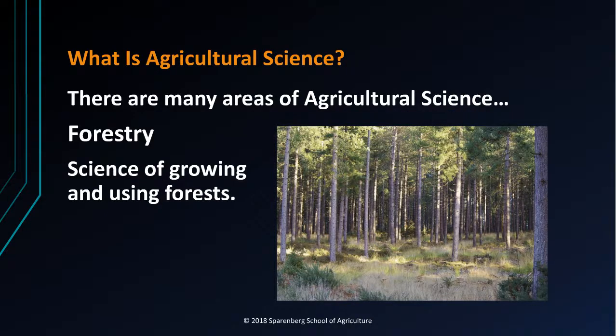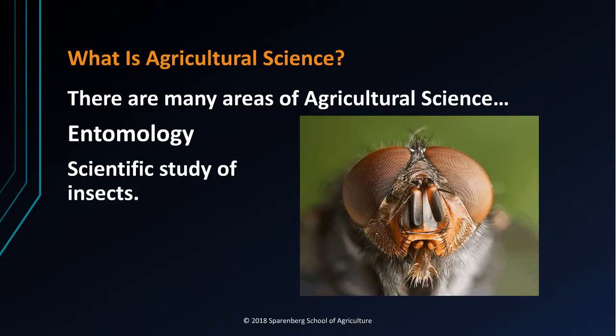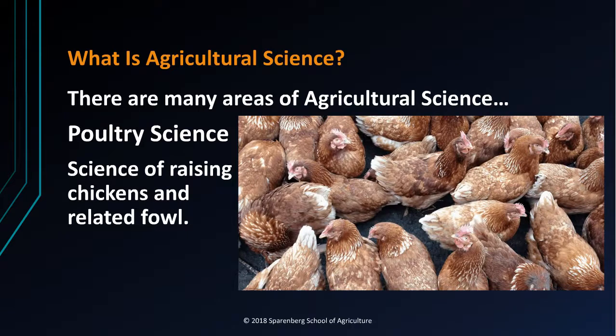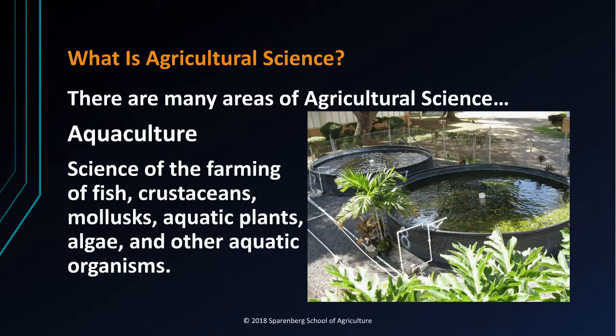Forestry is the science of growing and using forests. Entomology is the scientific study of insects. Animal science is the study of the biology of animals that are under the control of humans. Poultry science is the study of raising chickens, turkeys, ducks, and related fowl. Aquaculture is the science of the farming of fish, crustaceans, mollusks, aquatic plants, algae, and other aquatic organisms.